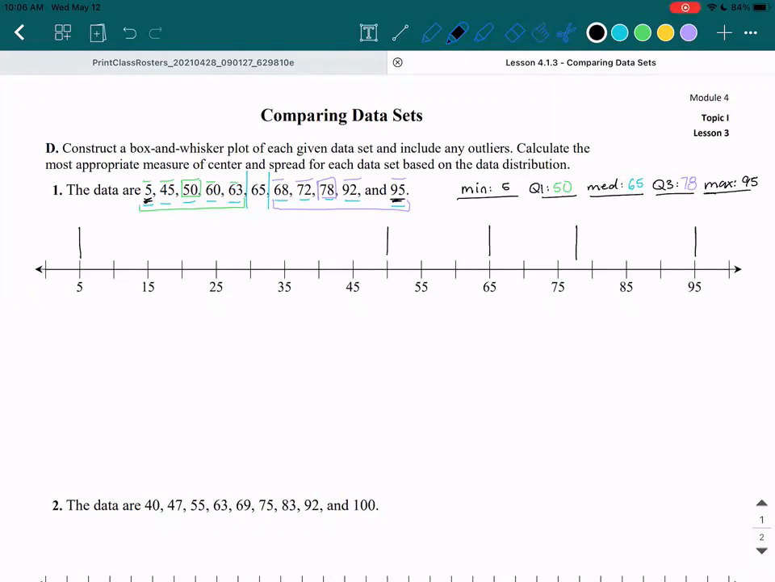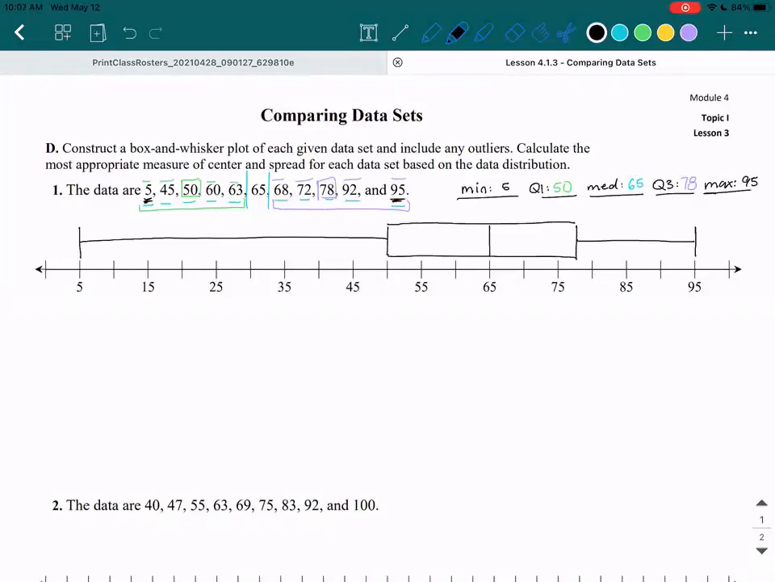Okay, with the middle 3 lines, you can draw a box. And then with the edge ones, you can connect them with whiskers. Therefore, we made a box and whisker plot. All right, so here's my box and whisker plot. And we need to also include outliers.